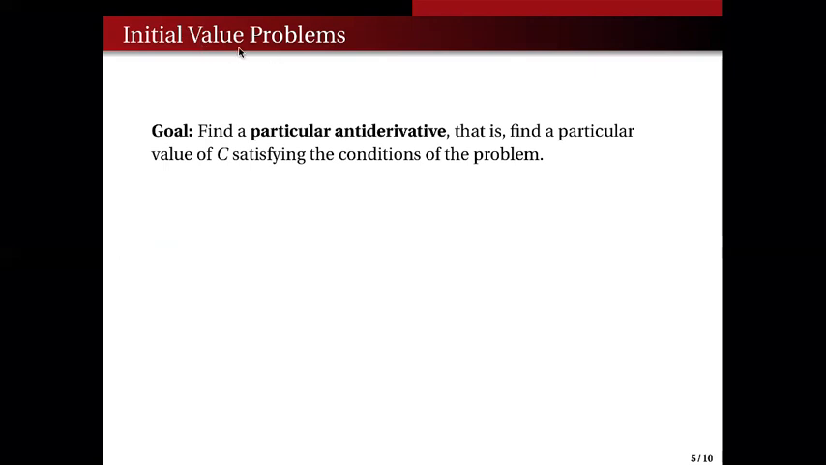There will be initial values or initial data in the problem. And using that initial data, we will then try to get the particular solution. So from the general solution, we use the data that is given to us, and then we find the particular solution. In our case, since our general antiderivative has plus c there, our goal is to find a specific value for the c there, such that that value of c plus the antiderivative will satisfy the condition of the problem.